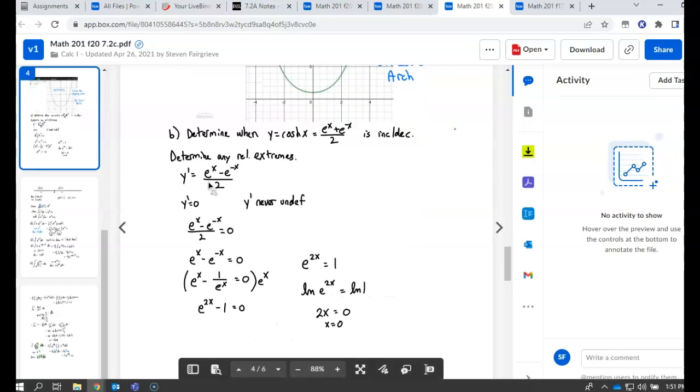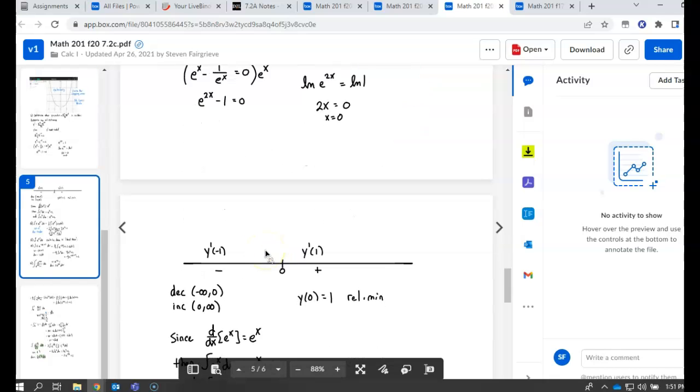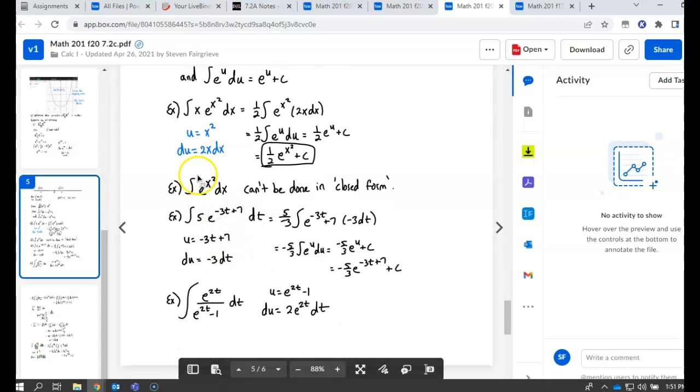We then talked about some other examples, increasing, decreasing, relative extrema, absolute max, absolute min. Any of those kind of questions we asked before, you could run into something like that. And then, of course, we turned around and did integrals with e.